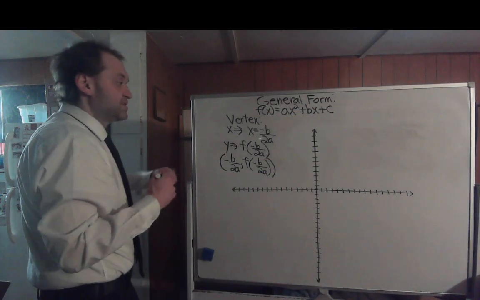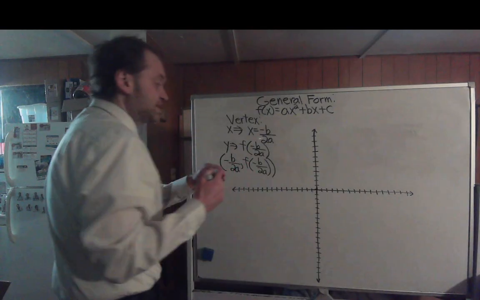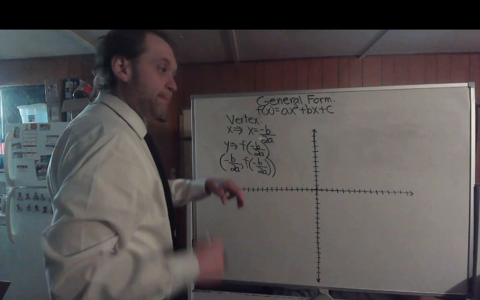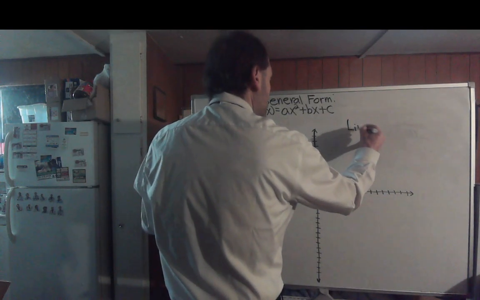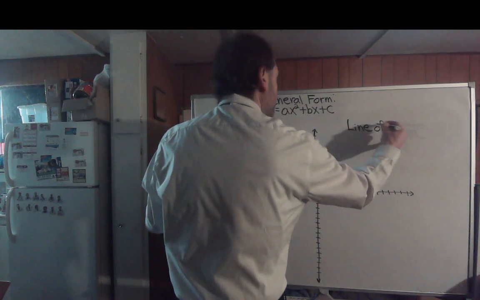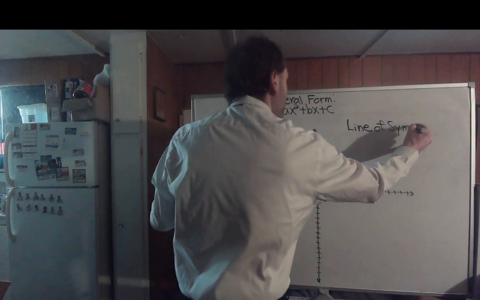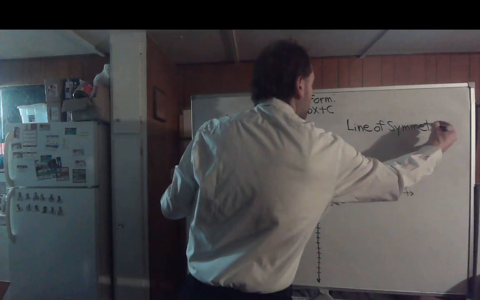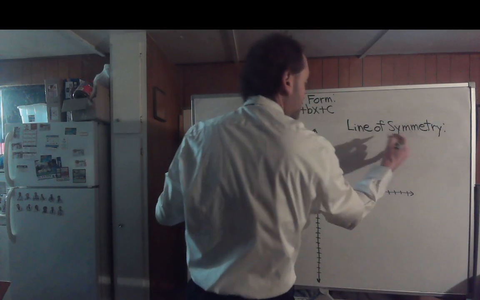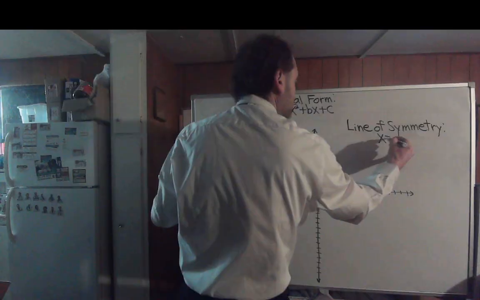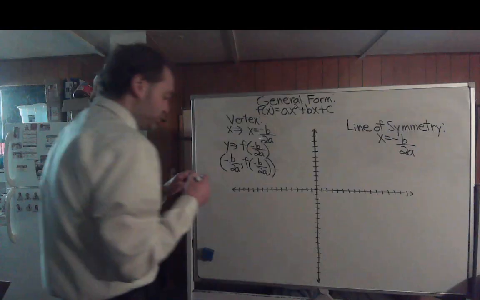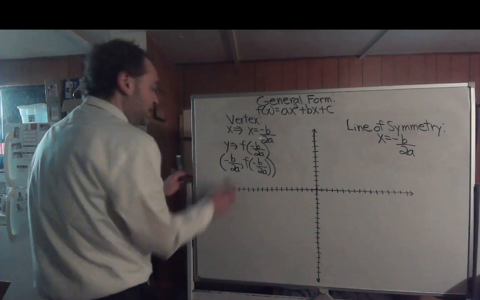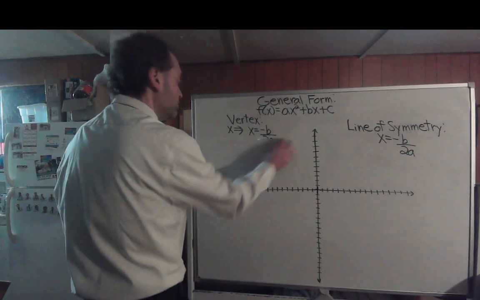Now the line of symmetry, as I said, is also the x-coordinate of your vertex. So the line of symmetry is going to be equal to x equals negative b over 2a. That would be your line of symmetry. So let's go ahead and graph a few of these in general form.